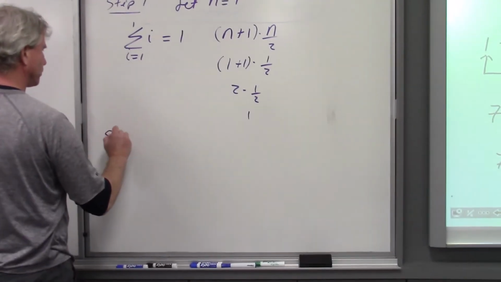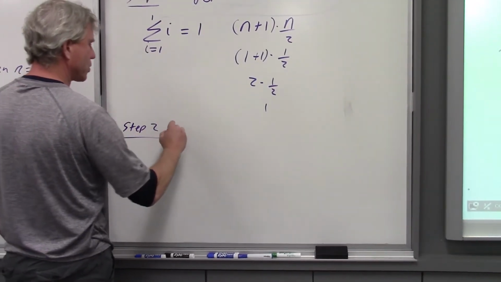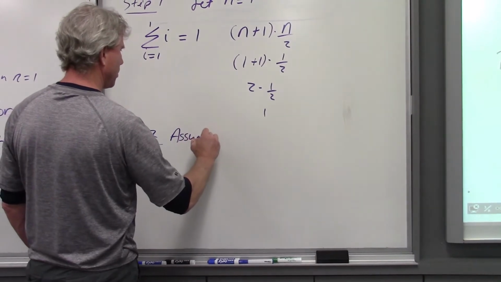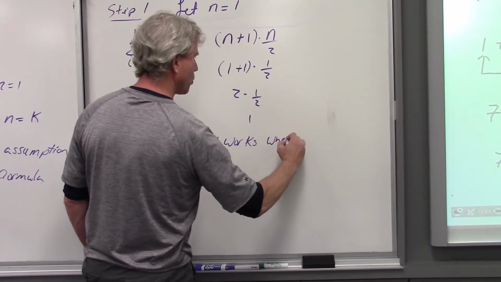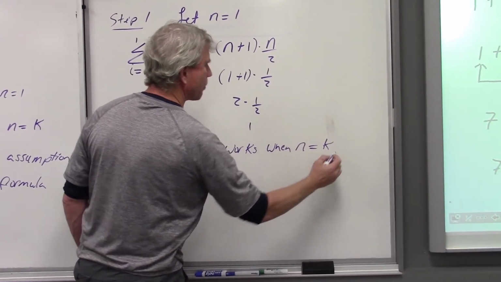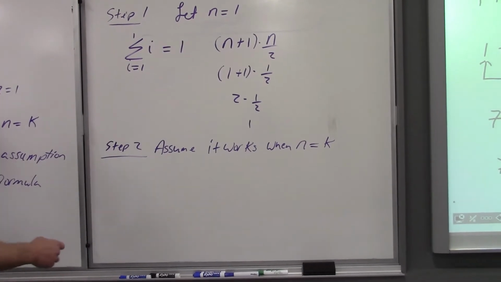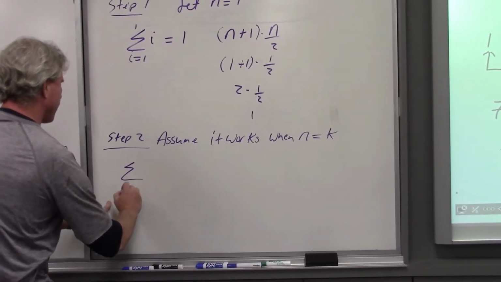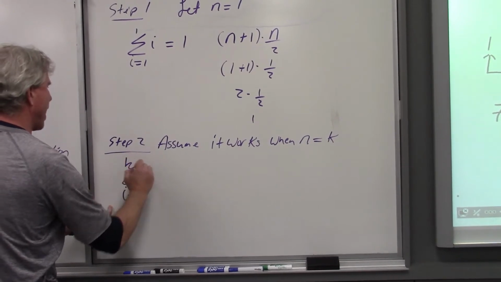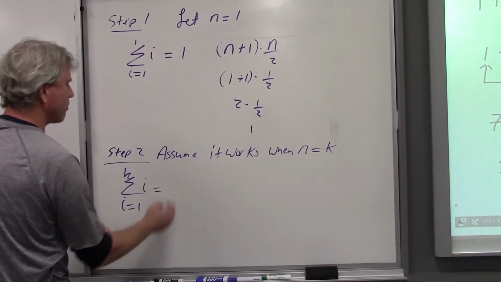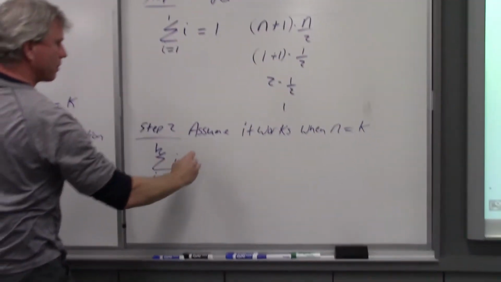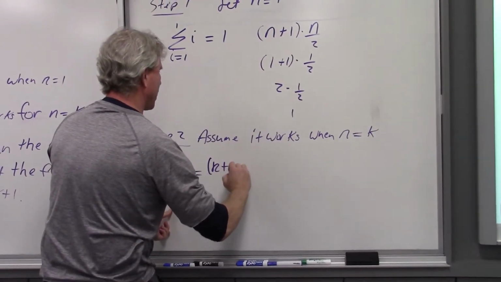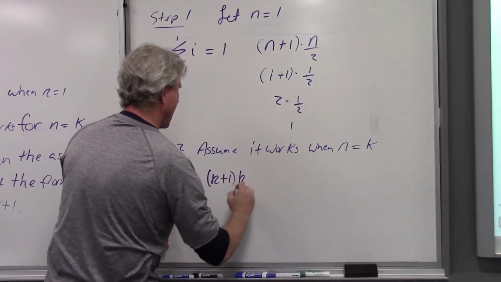Step 2. Assume it works when n is equal to k. That is, assume that the sum from i equals 1 to k of i is given by plugging the number k into the formula: k plus 1 times k over 2. Plug k into the formula. k plus 1 times k over 2.